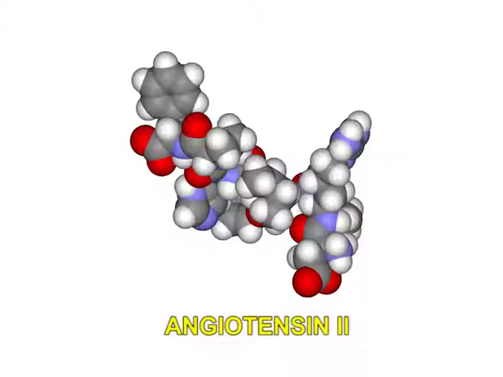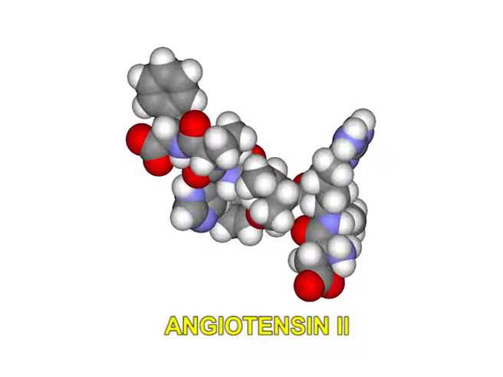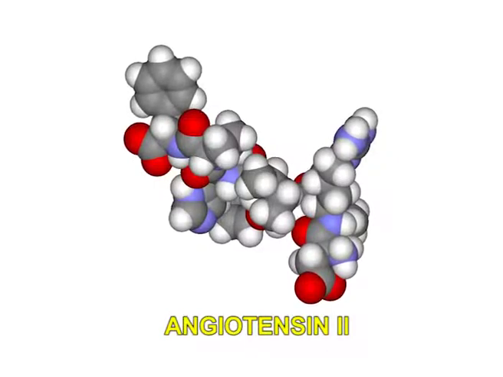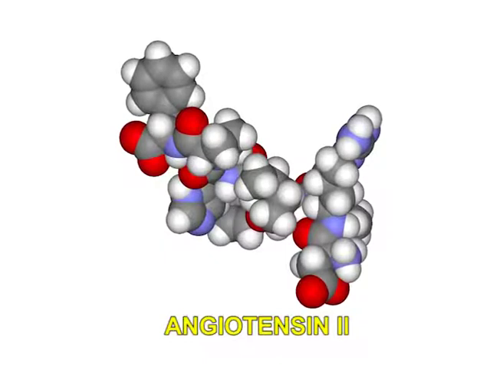Now we will discuss angiotensin II. Angiotensin I is converted to angiotensin II through removal of two C-terminal residues by the enzyme angiotensin converting enzyme, also known as ACE, primarily through ACE within the lung but also present in endothelial cells and kidney epithelial cells.